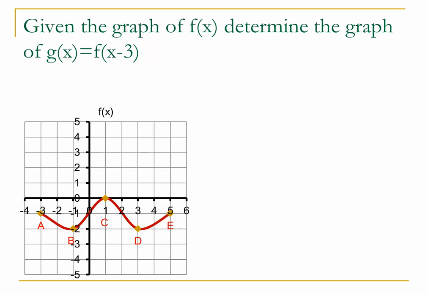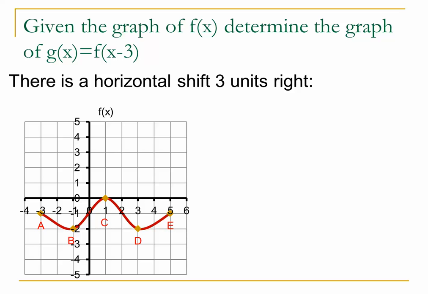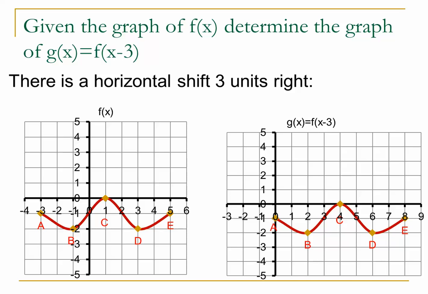So this is my basic parent graph, f of x. My description of the change is that it's a horizontal shift 3 units to the right. And here's what it's going to look like now. Every single point, starting with point A, has shifted 1, 2, 3 places to the right. Same thing. It's very literally being picked up and moved 3 places to the right. The entire graph maintains its shape, but it's just moved 3 units to the right.